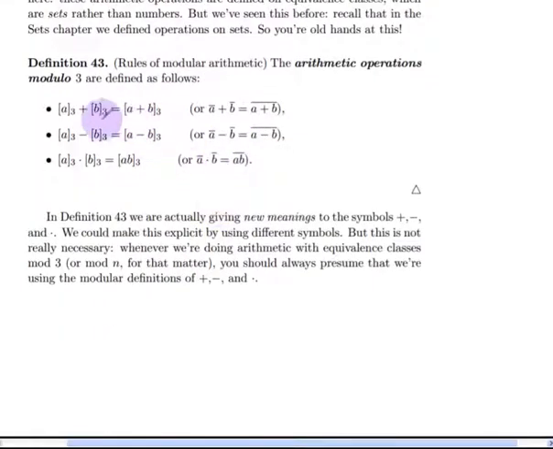So here's a definition. Now be careful. This is actually plus used in a new way. Never before have we used plus between equivalence classes. Here we're saying the addition of 2 equivalence classes is the equivalence class that contains the addition of the 2 elements. This is ordinary plus. This is a new plus. Same with a minus here. This is a new minus. This is ordinary minus.